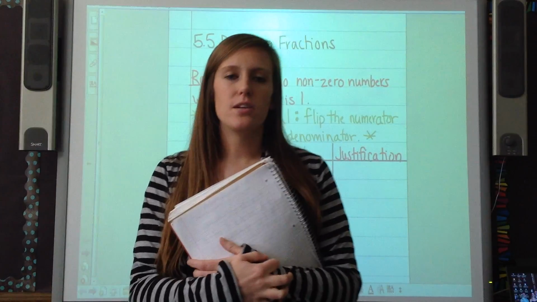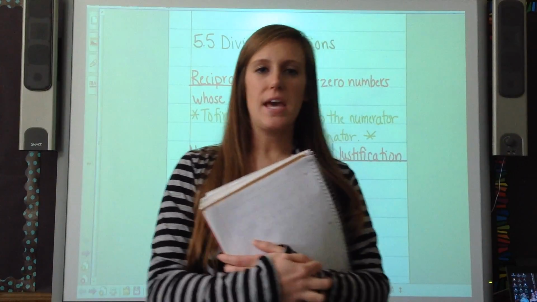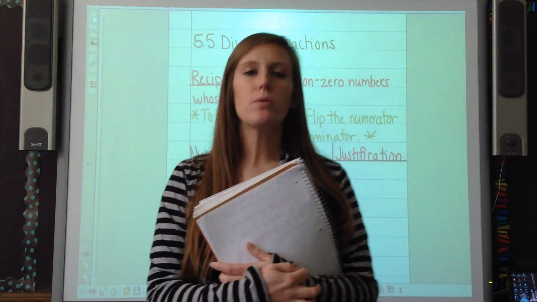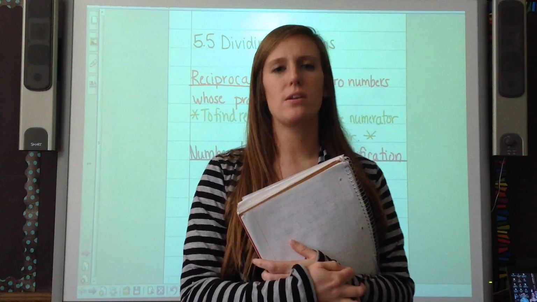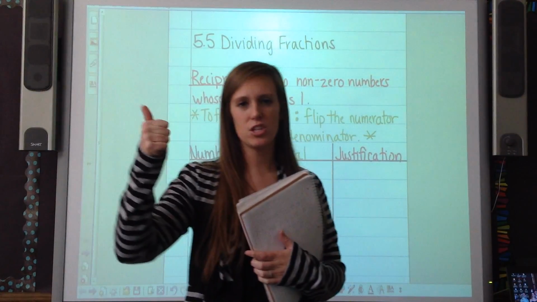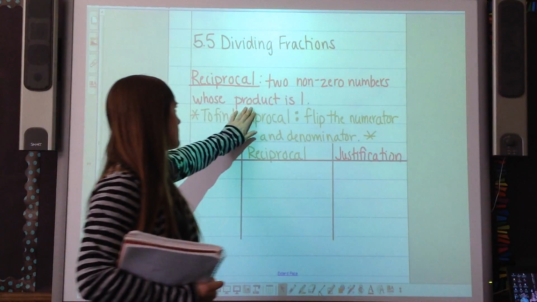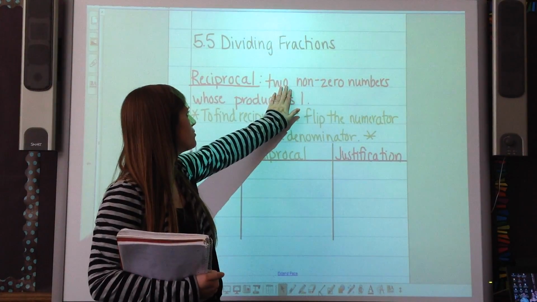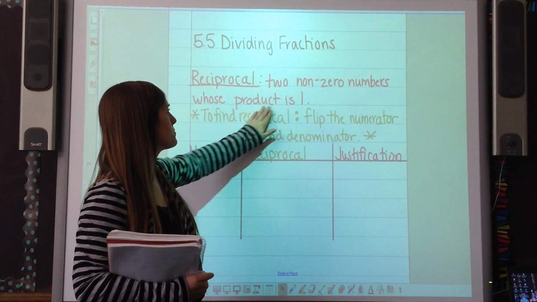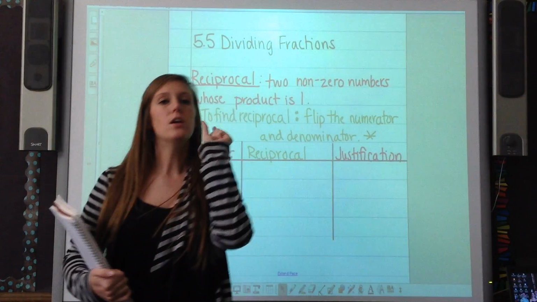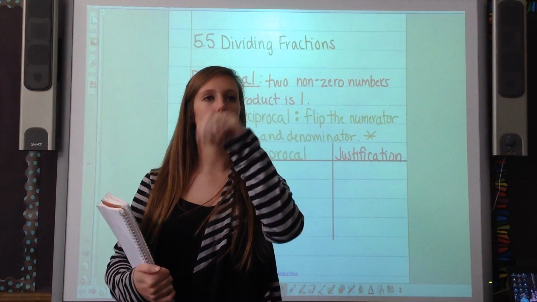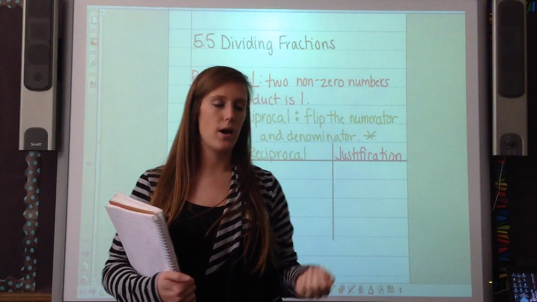In this lesson, it's our goal to divide fractions and mixed numbers. But before we can divide, we need to know what a reciprocal is. So I have a definition and how to find the reciprocal first. Write down the definition of a reciprocal. A reciprocal is two non-zero numbers whose product is 1. So when you multiply these two numbers together, the number and the reciprocal, you will get 1.